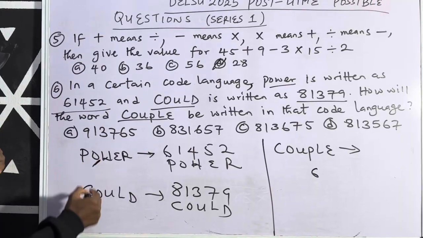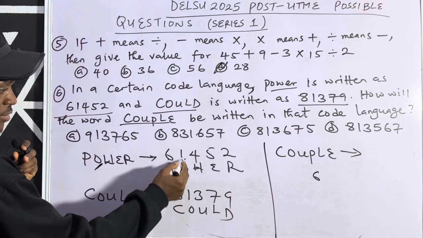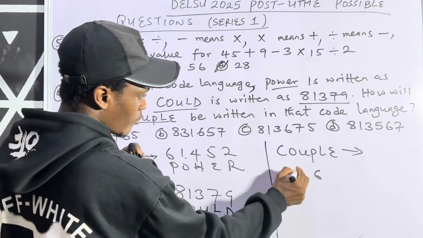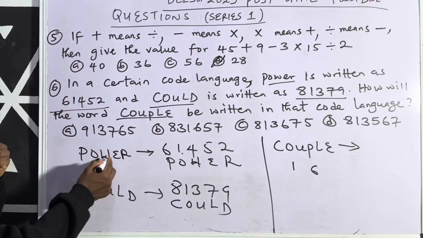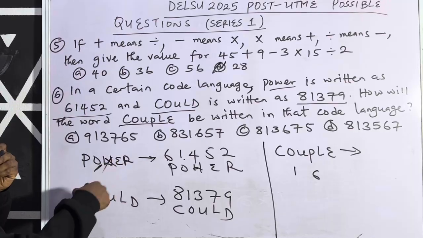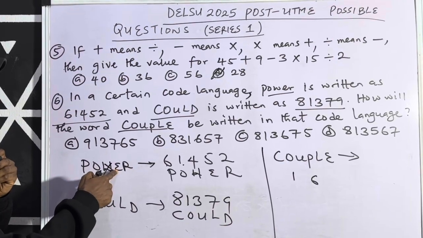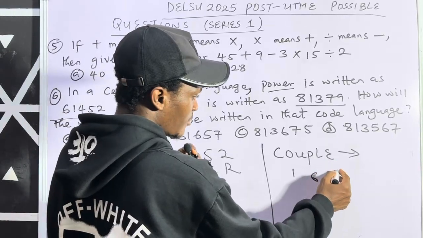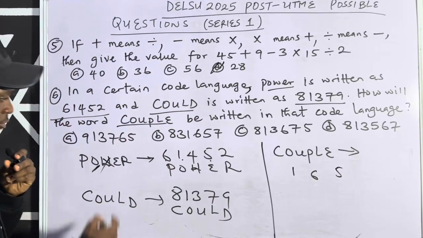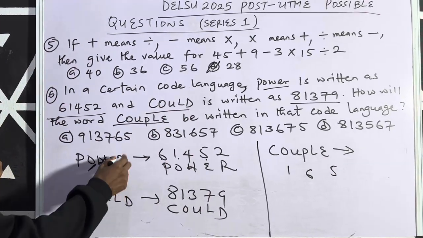Then O is what? O is 1. So here should be 1. That's how you just do it. Then do we have W in that spelling? No. So this one is out. We don't need it. Do we have E? Of course, yes. E is 5. So in place of E here should be 5. Then do we have R? No, we don't. So this one is out.